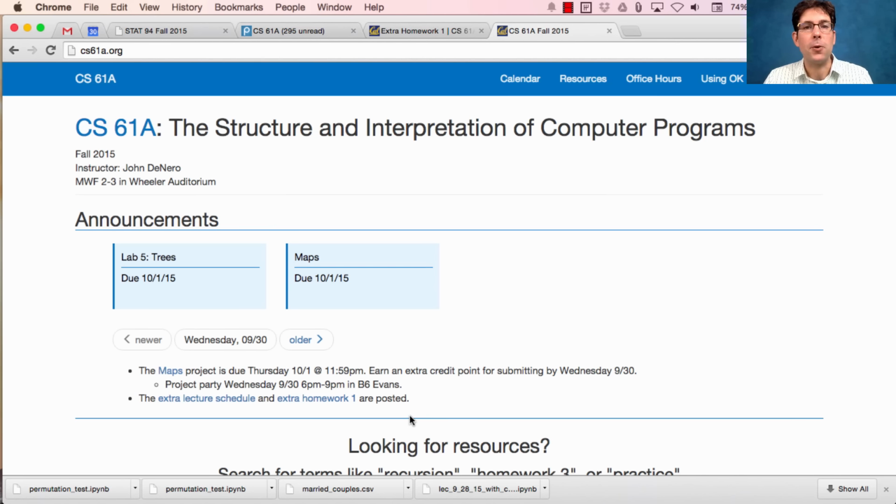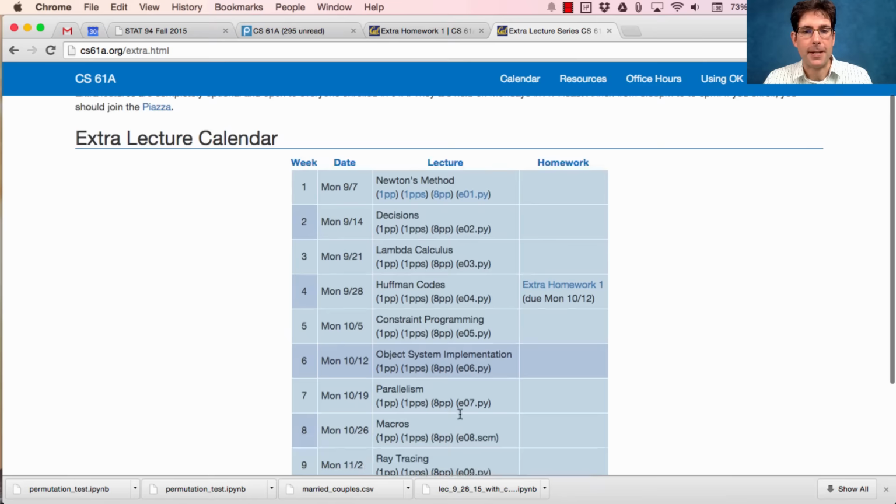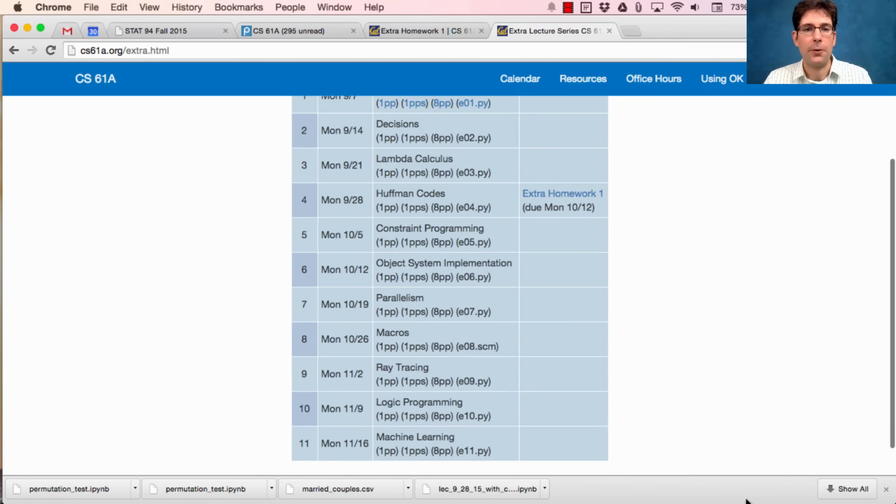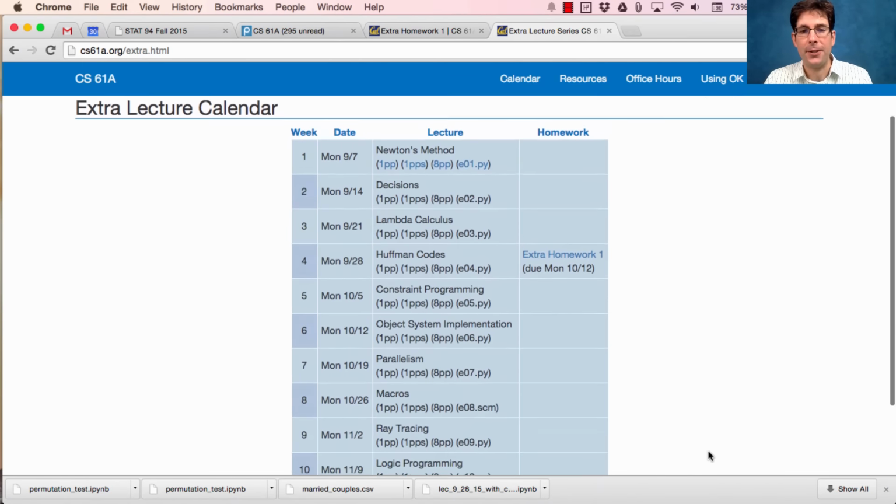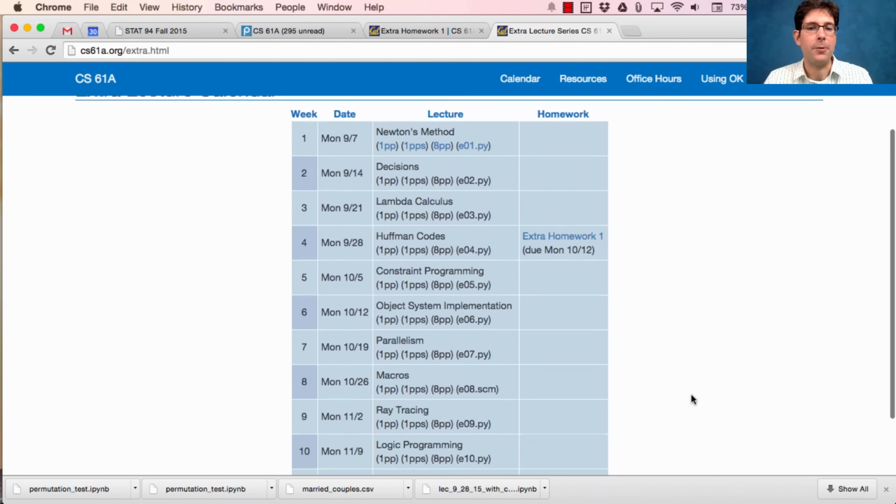Like with all homeworks in this course, these are graded on effort. So feel free to work through some if you're looking for extra interesting problems. The extra lecture schedule is here, and you can see what's coming up for the rest of the semester, although this calendar is subject to change, and I'm not quite sure when the other two homeworks will come out.